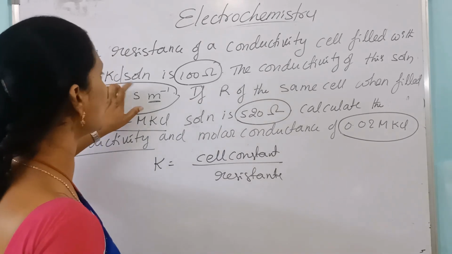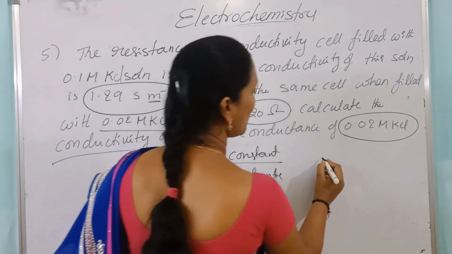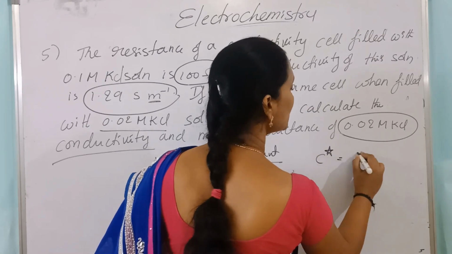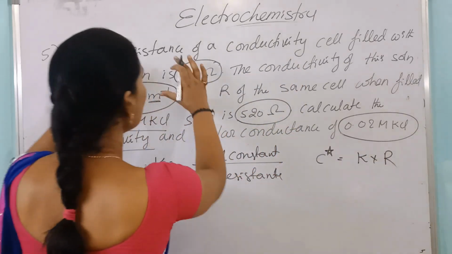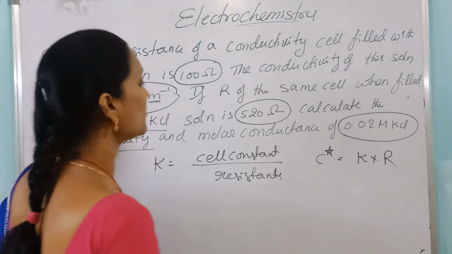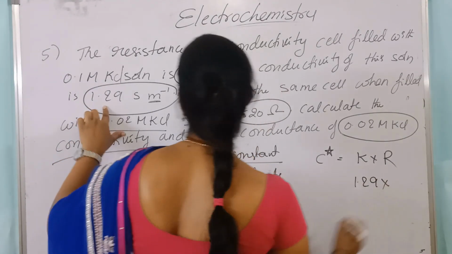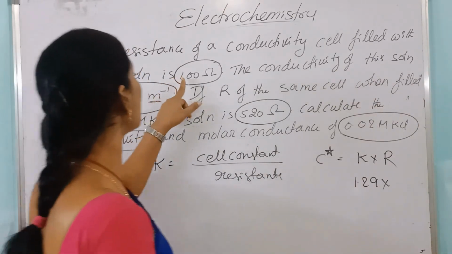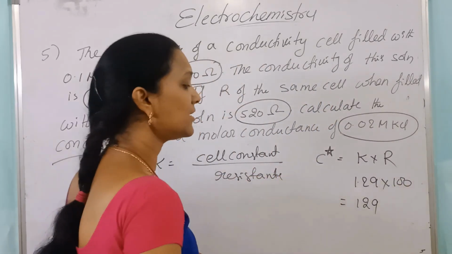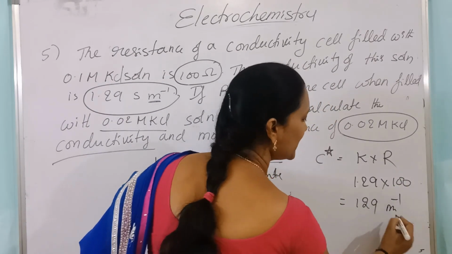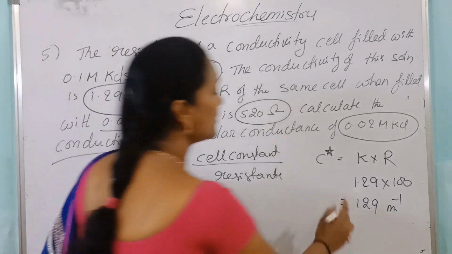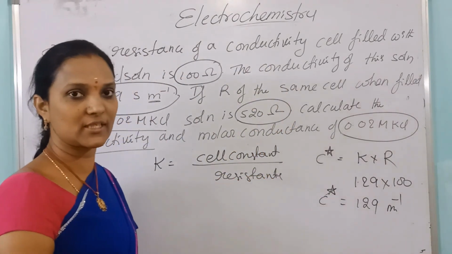From where can we find it? See this solution, 0.1 M. Cell constant is equal to K into resistance for this solution. What is that K? 1.29 Siemens per meter. And what is that resistance? 100. Now it is equal to 129 meter inverse. This is meter inverse because the given unit is Siemens per meter, nothing but ohm inverse meter inverse. So the cell constant is 129.